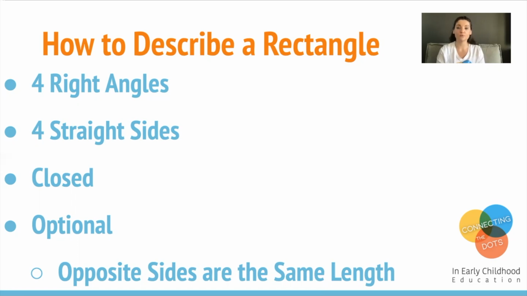For now, just remember that when talking about rectangles with young children, we want to focus on 4 right angles, 4 straight sides, and that it's closed. Optionally, you may choose to teach that the opposite sides are the same length.